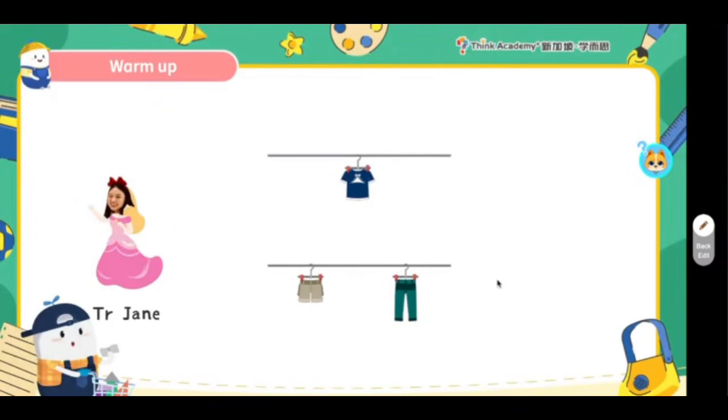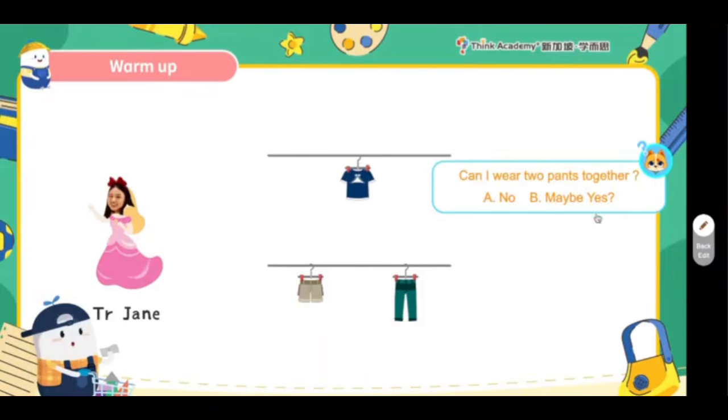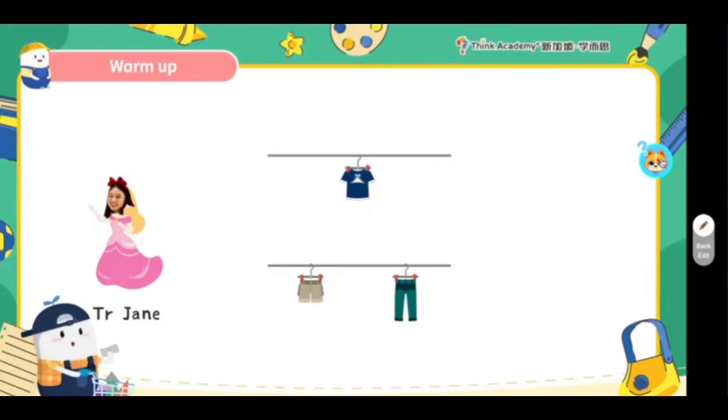Then everyone, this time, let's see. Just now we had only one category, right? We just high five. But this time we will have 2 categories. Teacher Jane is choosing my outfit today. I have a t-shirt, also 2 pants. So my first question is, can Teacher Jane wear 2 pants together? Can or cannot? Definitely cannot, right?